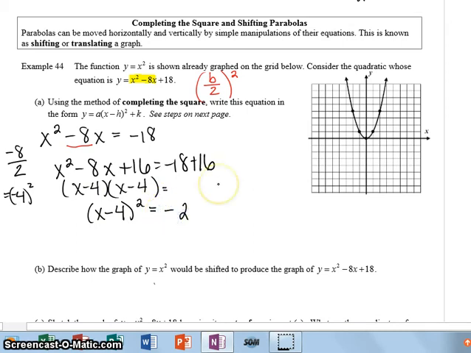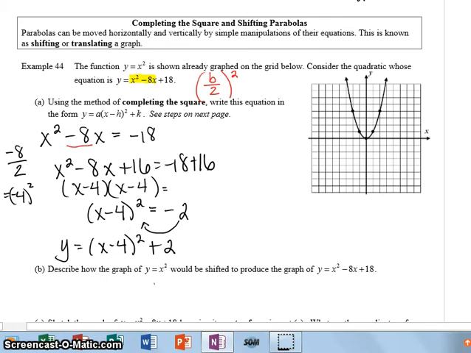All right, now you want to move everything back to one side, and I'm going to get y equals x minus 4 quantity squared plus 2. And there is my complete the square method. That's also known as, and you are going to see this, vertex form.